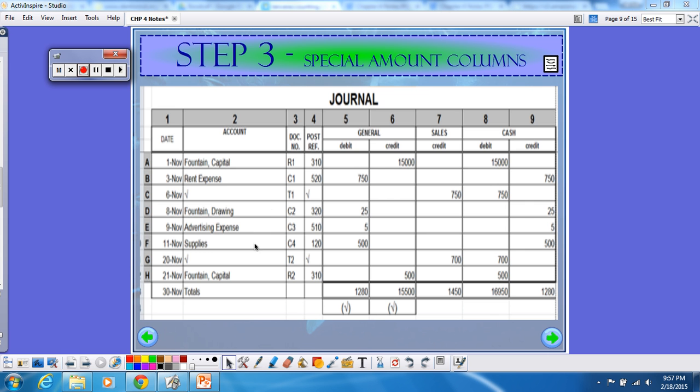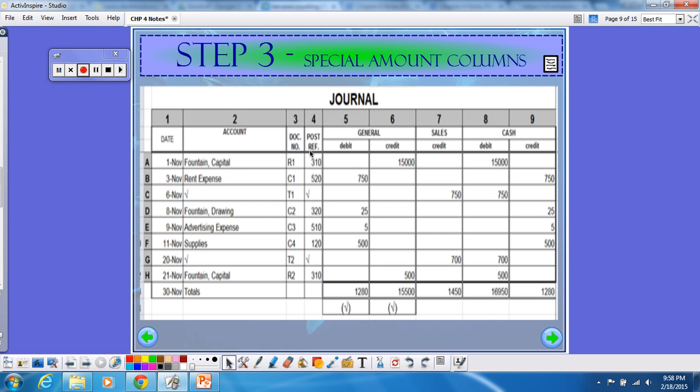So on chapter 2, on page 2, you guys talked about posting all your general amount columns, your general debit and general credit, to your general ledger accounts. Now, one thing about the general amount columns is every line is posted individually. So Fountain Capital, you had to post the 15,000 capital. Drop down to the next line, you had to post the expense. On sales, you do not post anything, you skip it. Then you went to drawing and you posted that line individually. So every line is posted individually unless it's a sales line.